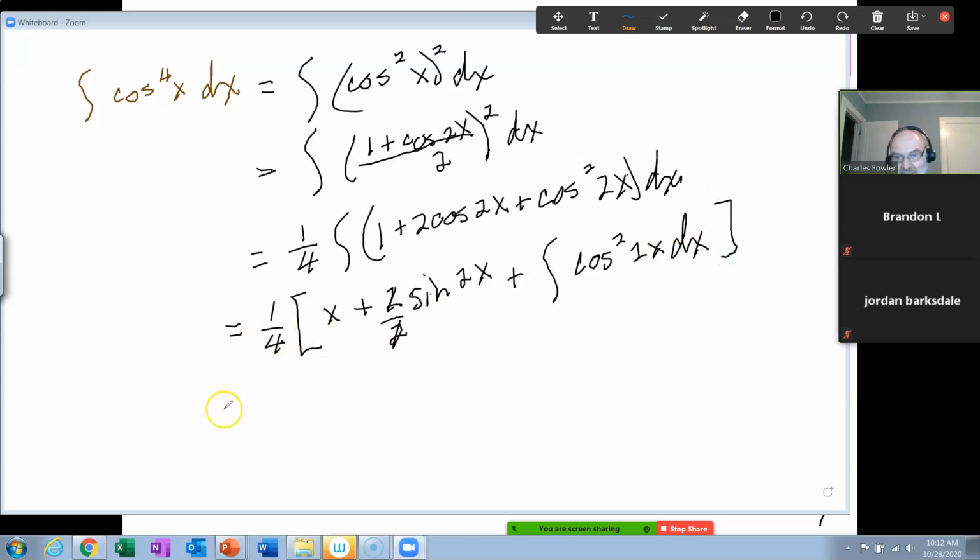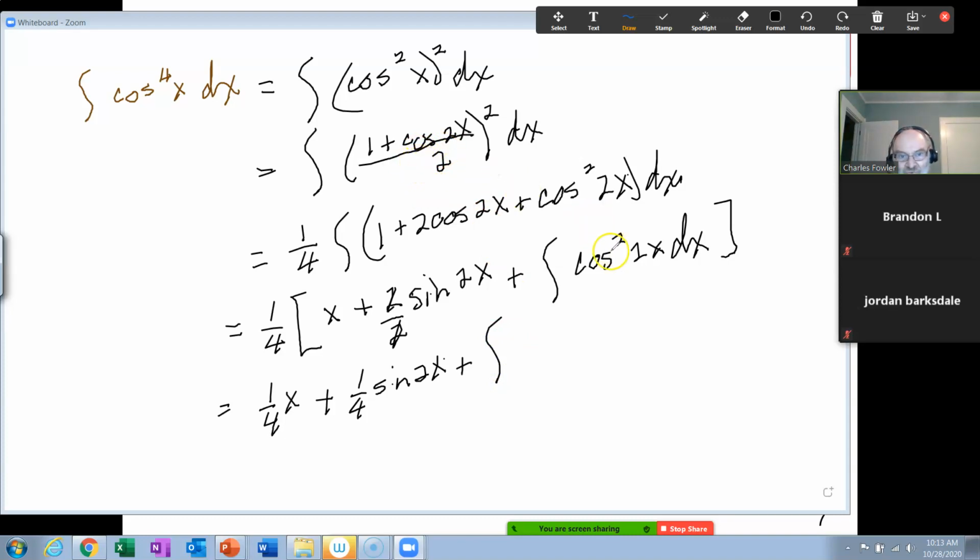Now, this will be 1/4 x plus 1/4 sine 2x plus, all right, this integral, we're going to do the same thing we did here.